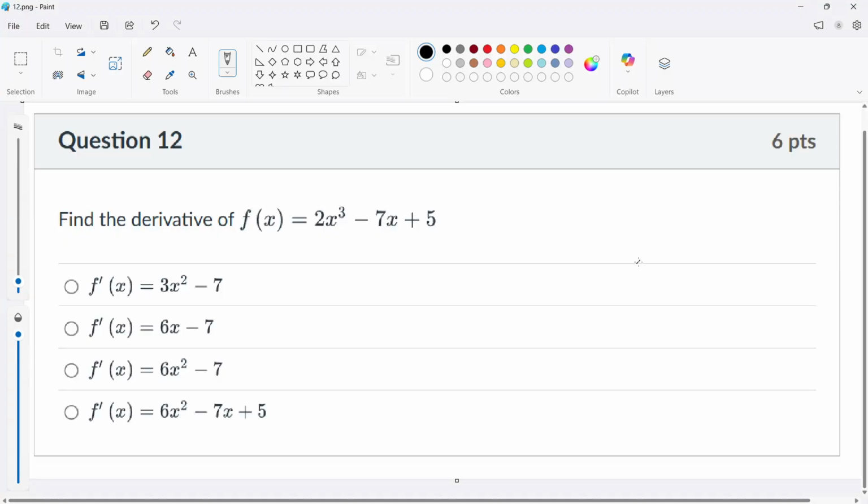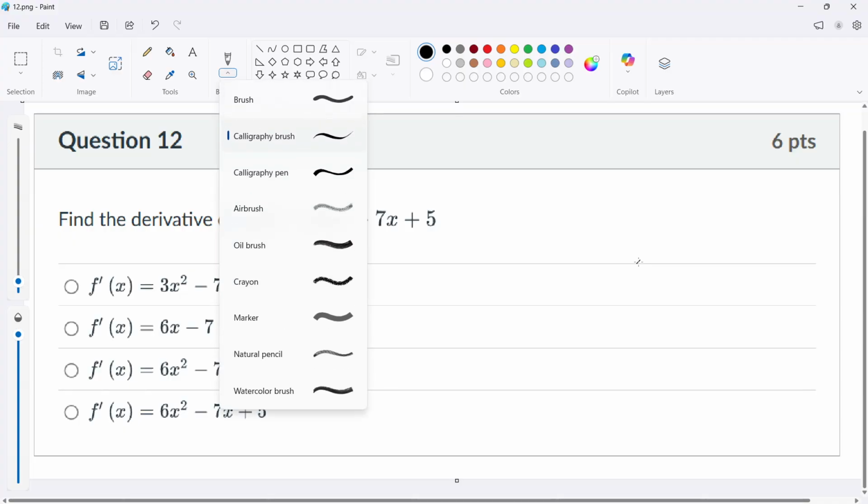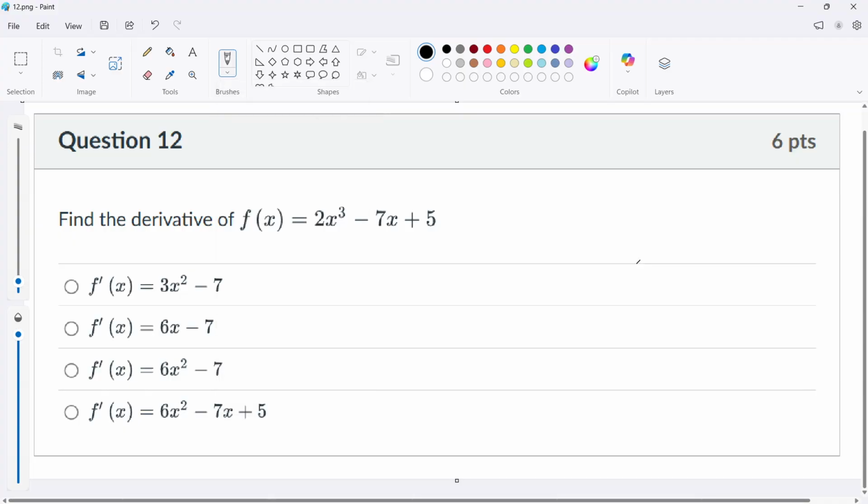This is Precalculus Onramps, and it's review. And I'm going to do the 3 questions on the review that have to do with derivatives first. Here is the derivative of f of x equals 2x cubed. Find the derivative of f of x, which is equal to 2x cubed minus 7x plus 5.